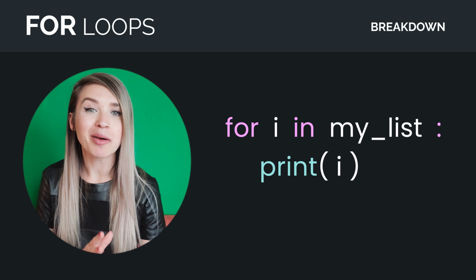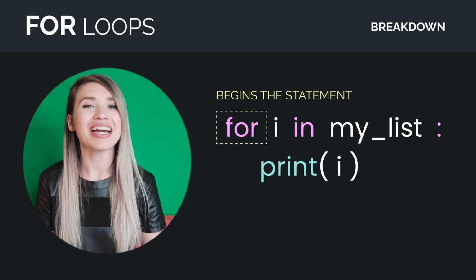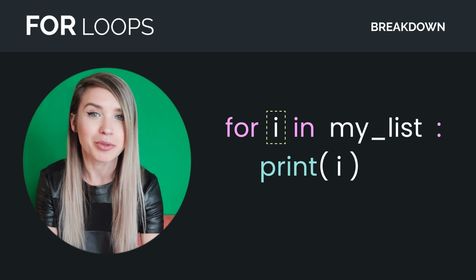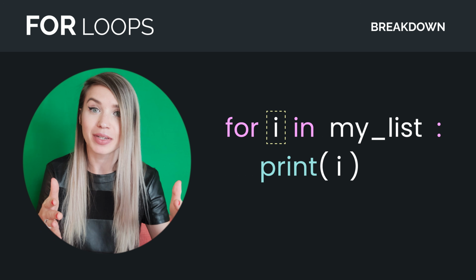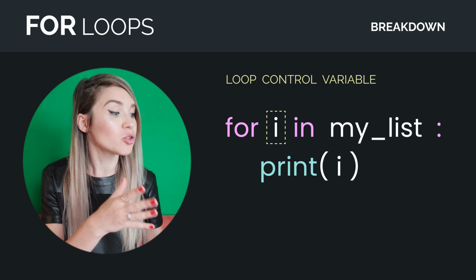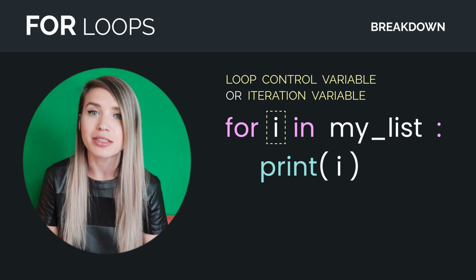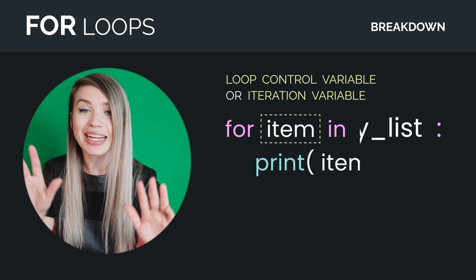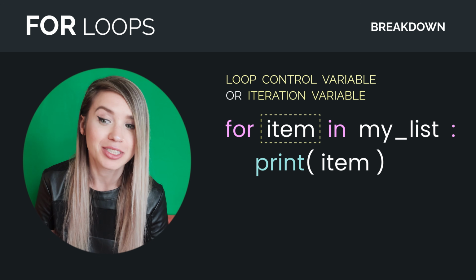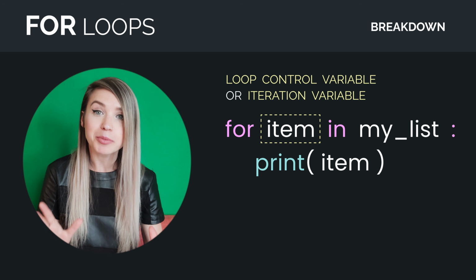So as you guys can probably guess, for loop statements begin with a keyword for. Right after, we include a special variable which represents each of our list items one at a time. We often call it the loop control variable or iteration variable, and it is very common to use the letter i when declaring it. And we of course don't have to use the letter i. We can use any other valid variable name, such as item, for example. So the naming part is entirely up to us.